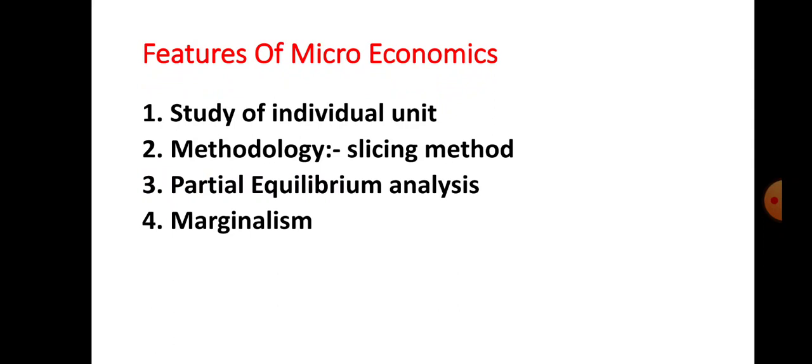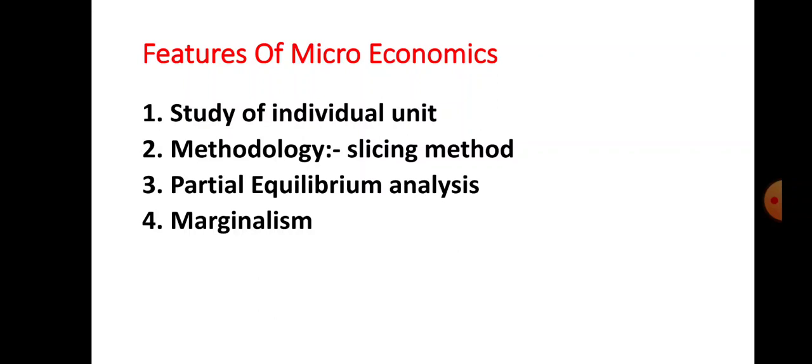What is the methodology used in microeconomics? That is the slicing method. We use the slicing method while studying microeconomics. What is the slicing method? Slicing method means taking an aggregate and cutting it into different slices. That is known as the slicing method. Suppose I want to know the market concept in detail. Market is classified on the basis of place, on the basis of competition, and on the basis of period. There are different forms of market. So these are the different individual units under one aggregate, that is the market. So which method do I use here? I use the slicing method here.